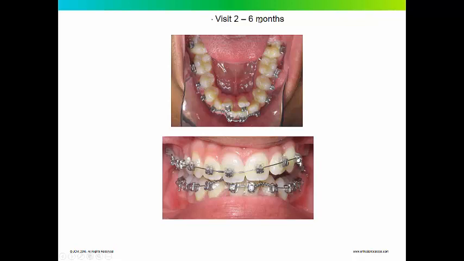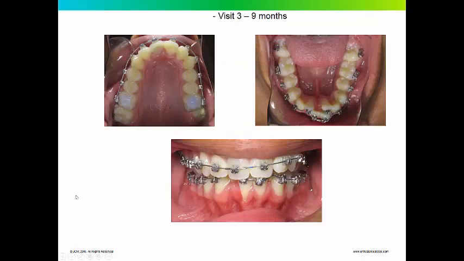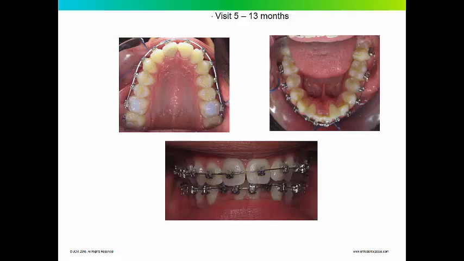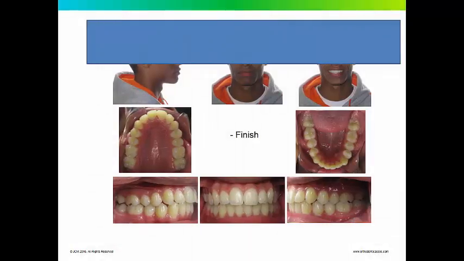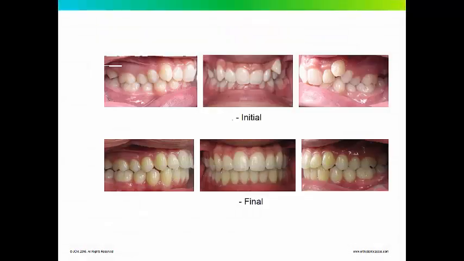You can see this is a 6-month visit. Also take a look, here it is at 9 months. Take a look at the tissue associated with some of these teeth as they're expanding. Here's at 13 months. At 29 months, he's pretty much done. Here's his finished result. Before and after. Clinically, the photos look great.